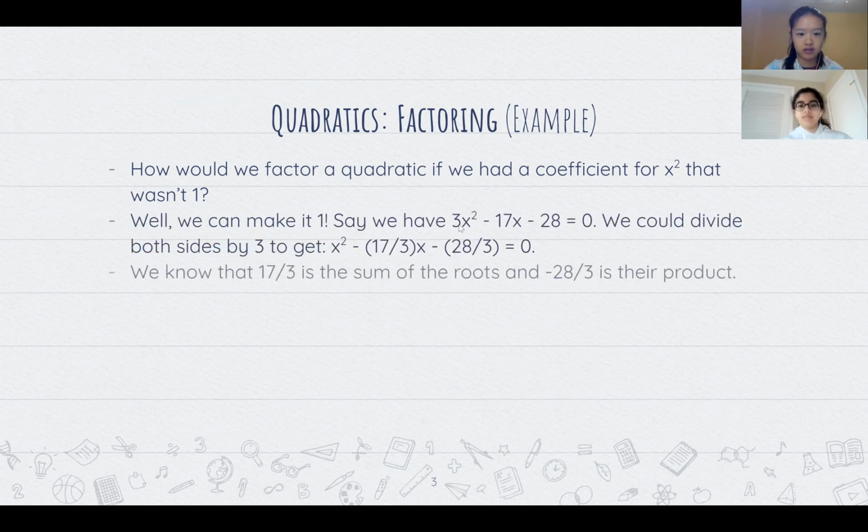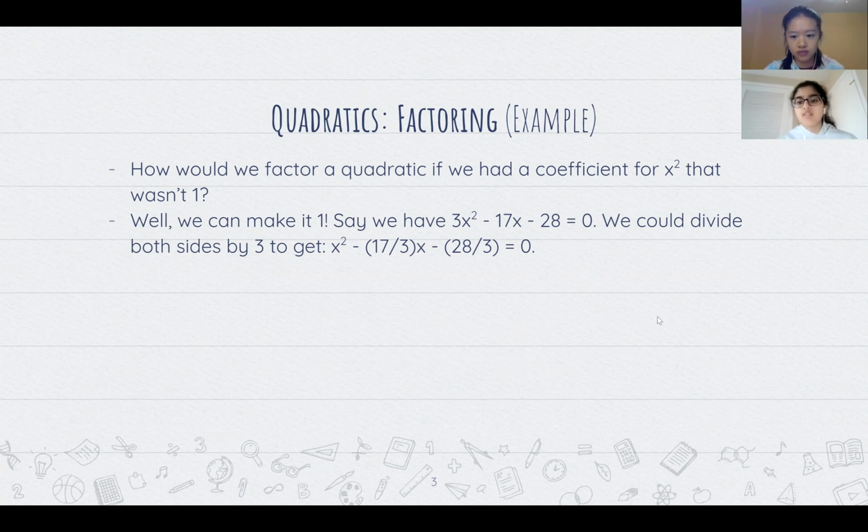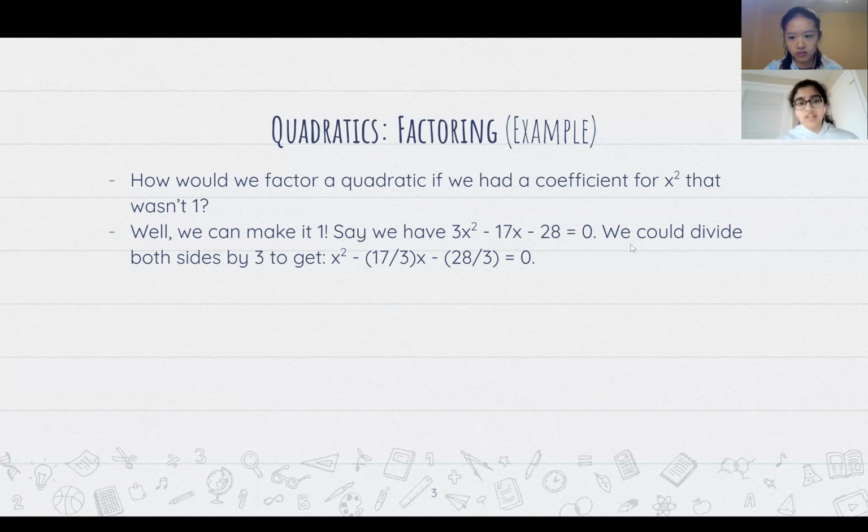Okay. So say we have 3x squared minus 17x minus 28 is equal to 0. If we divide both sides by 3, we would get x squared minus 17 over 3 x minus 28 over 3, which is equal to 0, because 0 divided by 3 is 0. And now we have fractions in this scenario.